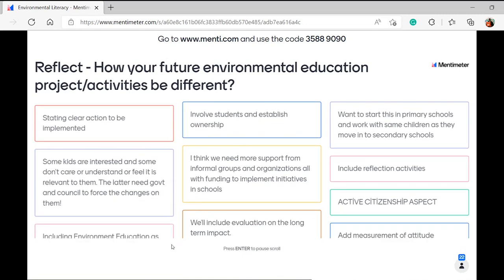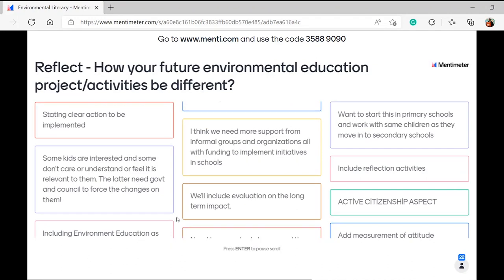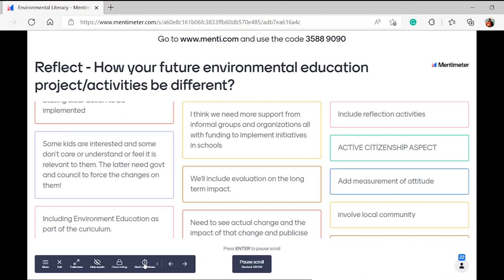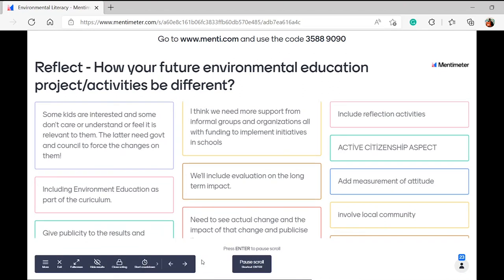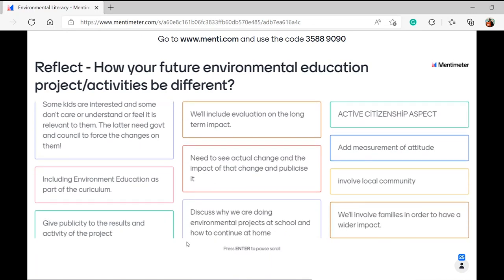We will include evaluation on the long-term impact. Yes. Including environmental education as part of the curriculum. That's important. Give publicity to the results.